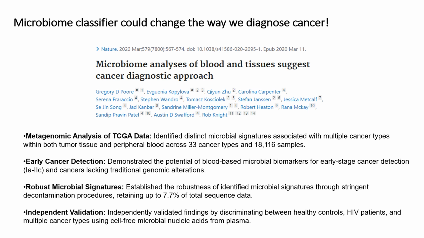Further, they claim from this, and we're going to get to that in a second, that there were robust microbial signatures and that they had a large amount of contamination, but when they removed that contamination, they got down to the microbiome reads. And they looked to independently validate a model using healthy controls, HIV patients, and multiple different cancer types. They looked at cell-free nucleic acids in the plasma. So that would be the perfect diagnosis area to go in at, because people get routine blood samples all the time, and you could just tack these on as an extra diagnostic.